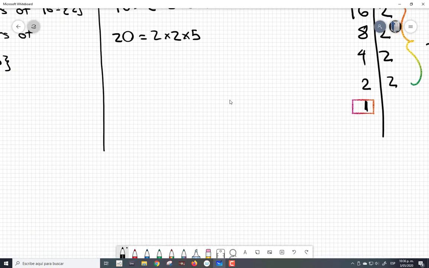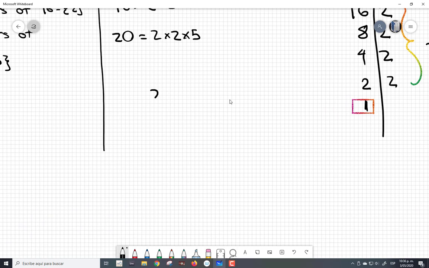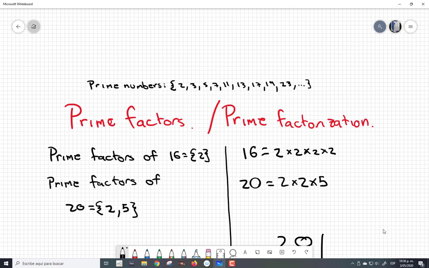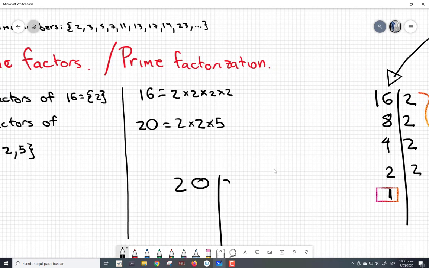Now let's do it with the number 20. Can you start with the first prime number, the number 2? And the answer is yes. If you divide 20 by 2, you get 10. Can you continue with the 2? The answer is yes. And the result is 5.